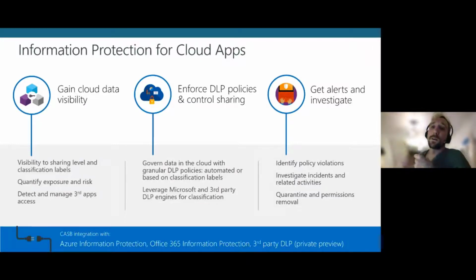What is gain cloud data visibility? At sharing level, we can work with classification levels, with risk scores, detect and manage third-party app access, and data loss prevention policies. Yeah, we can govern the data in the cloud with granular data loss protection policies, and we can automate it, of course, also.